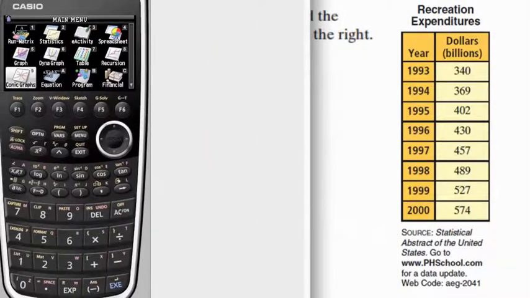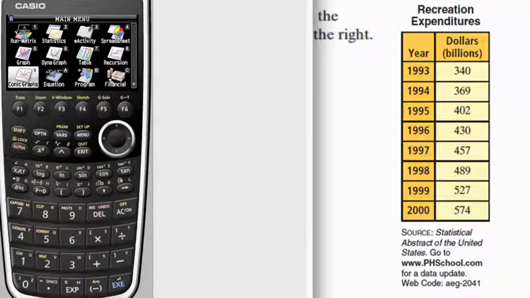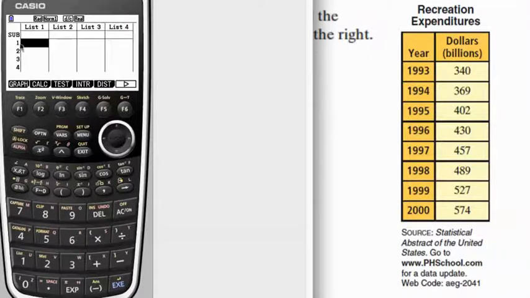And hopefully you can see that on the entire screen. Okay. From a main menu, we want to choose the statistics menu item. So you can scroll over to the statistics, press enter, or you can press the number that's associated with that item. Now, in list 1, we're going to put our independent variable.